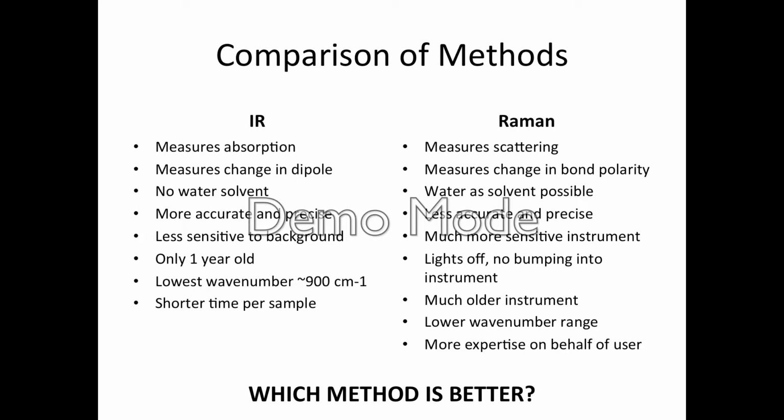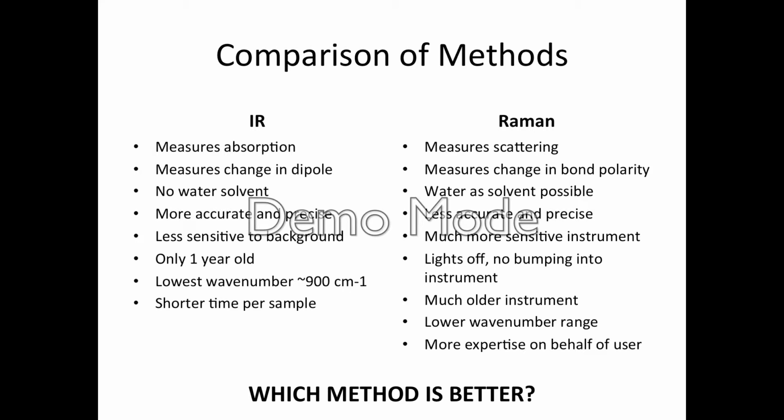In terms of wave numbers, the IR is really only capable of measuring wave numbers as low as we scanned the whole spectrum down to 400 wave numbers, but really the low end of the threshold is around 1,000 to 800 wave numbers, whereas the Raman we could get down to about 300 to 400 wave numbers.